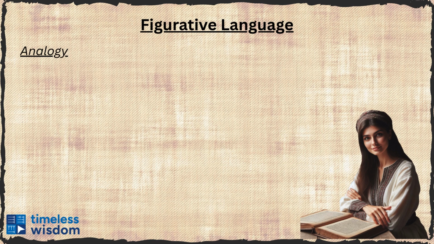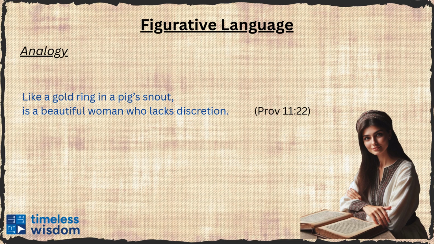Analogies are often introduced with like or as, but the figurative part is then described in more detail than in the simile. "Like a gold ring in a pig's snout is a beautiful woman who lacks discretion." Proverbs 11:22. In this example, the principal term is the beautiful woman who lacks discretion.